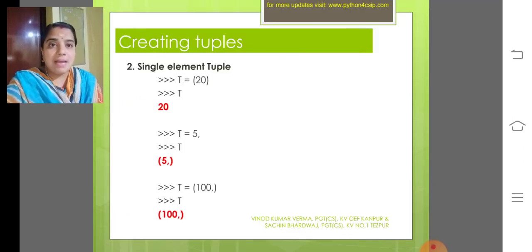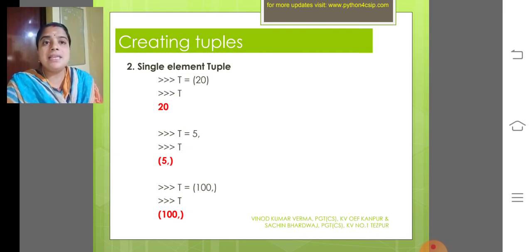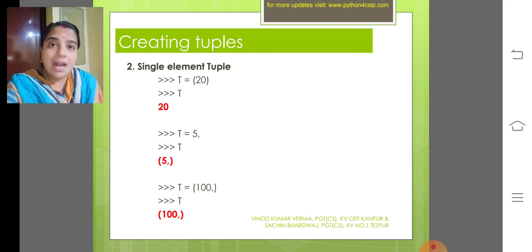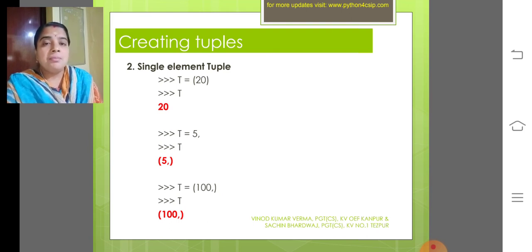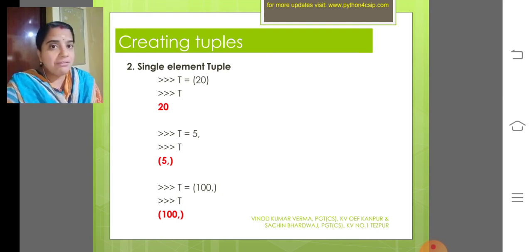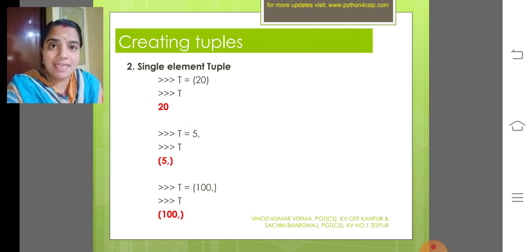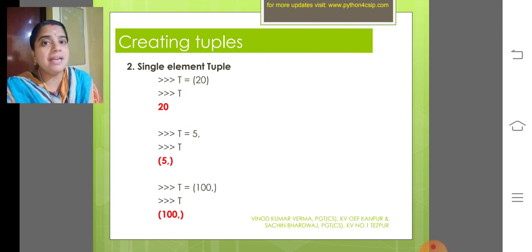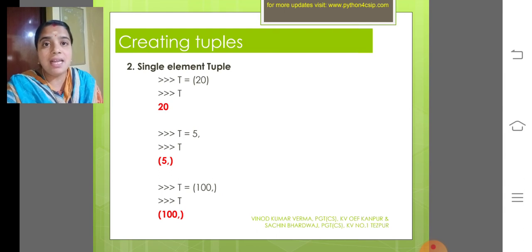This is another example, a single element tuple. T is equal to 20. So T becomes a tuple of a single element. T equal to 5, that is also considered to be a tuple. Then T is equal to 100, that is also a legal value given for a tuple. All these can be used for creating a tuple with only one element.